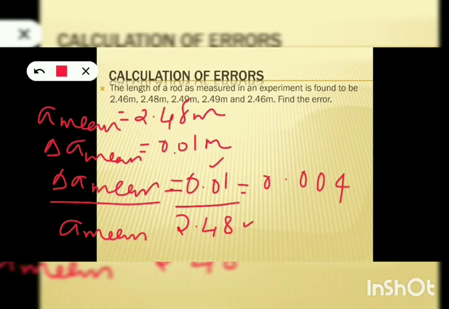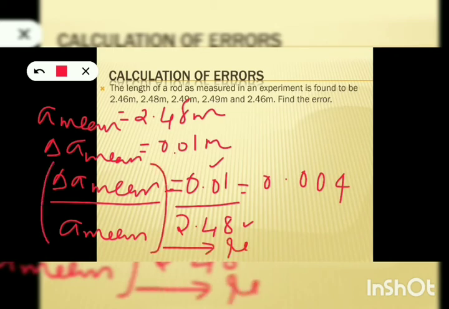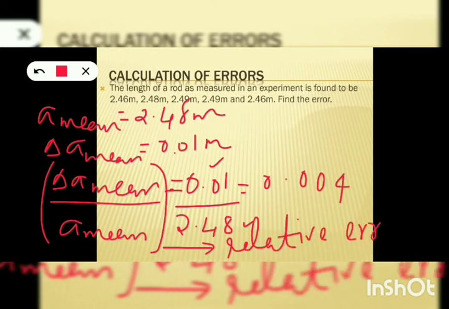So this ratio, delta A mean by A mean, is known as relative error, because I am trying to relate the error with that of the true value. So what do you mean by relative error? Relative error is the ratio of mean absolute error to the mean value. So this is the third step, finding out the relative error. Okay, so what is the relative error? It is the mean absolute error divided by the mean value.